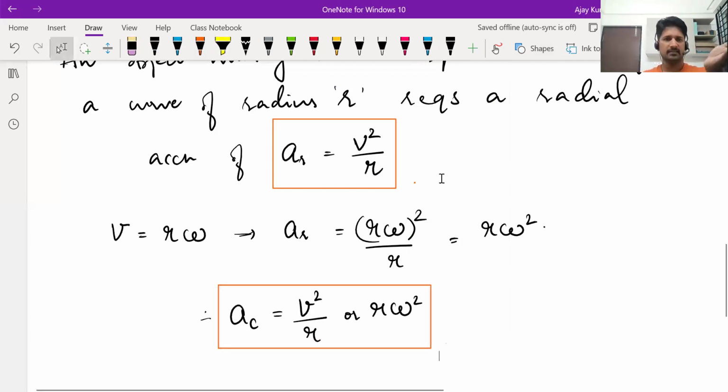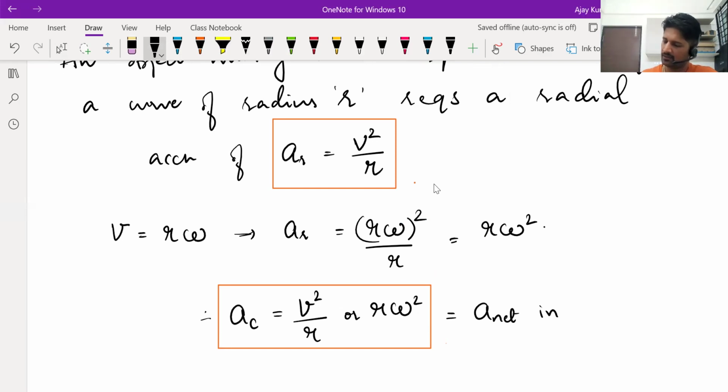There won't be any tangential acceleration, right? Why is there no tangential acceleration? Because we are discussing the case of uniform circular motion where the speed is constant. So no question of tangential acceleration. All the acceleration will be radial acceleration itself. So this itself is the net acceleration in uniform circular motion.